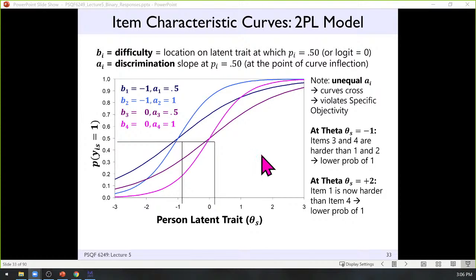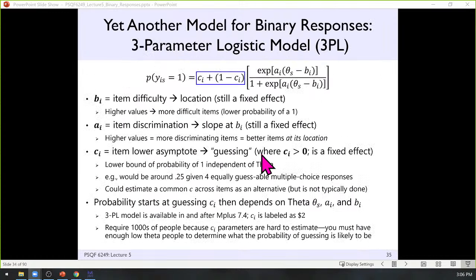Okay. Other questions, thoughts? So allowing each item to get its own slope for discrimination in addition to its own difficulty for location is the 2-parameter model. Here's 3. We pick up the letter C.